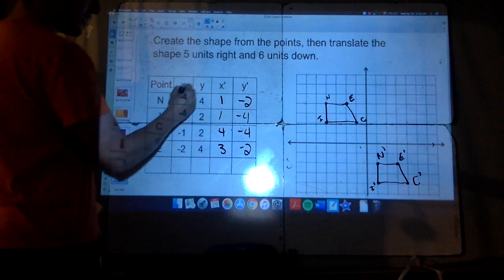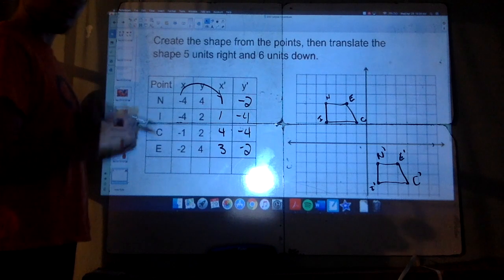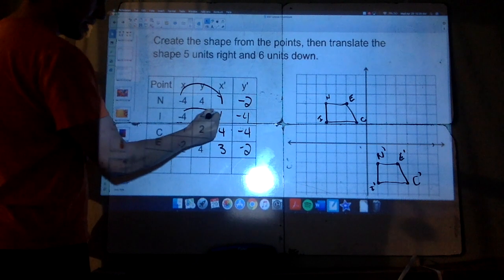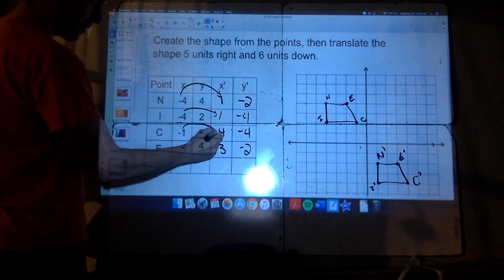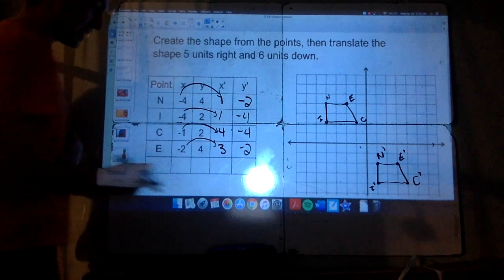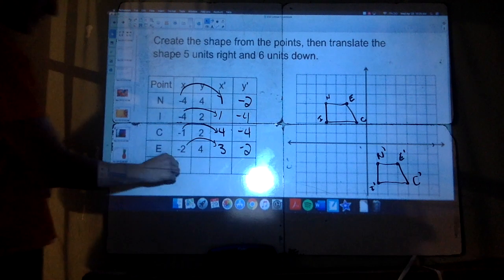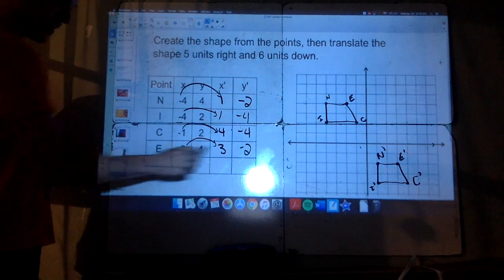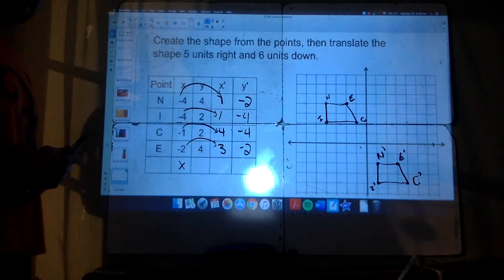So how do we get from negative 4 to 1? What are we doing there? How do we get from negative 4 to 1? How do we get from negative 1 to 4? How do we get from negative 2 to 3? So if this is X, what are we doing to get to 3 mathematically?